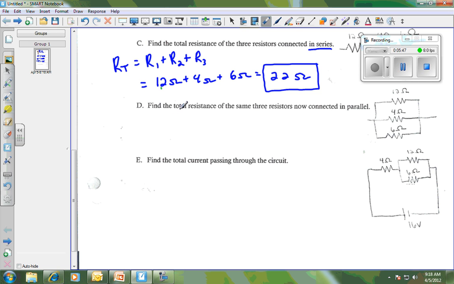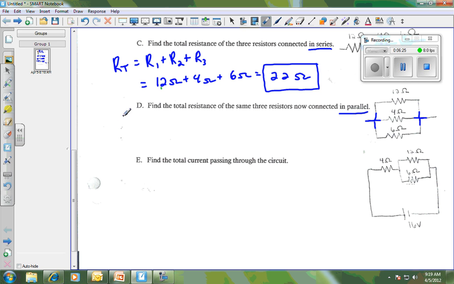For example D, we want to find the total again, but this time they're not connected in series, they're connected in parallel. Well, you'll see. Hold on. So when it's in parallel, we've got the wire coming in, the wire splits 3 ways, it continues, and there's a resistor on each route of the wire. After the resistor, the wire comes back together to one wire. So this is a parallel circuit.